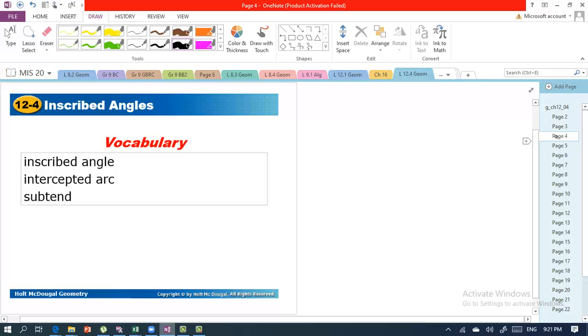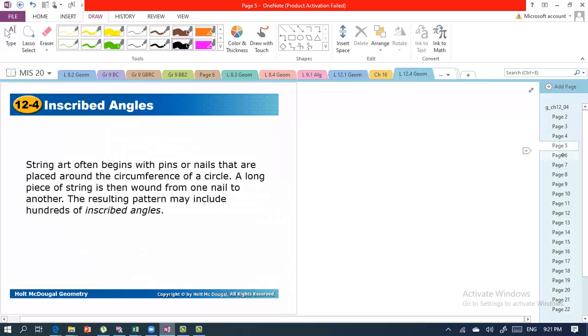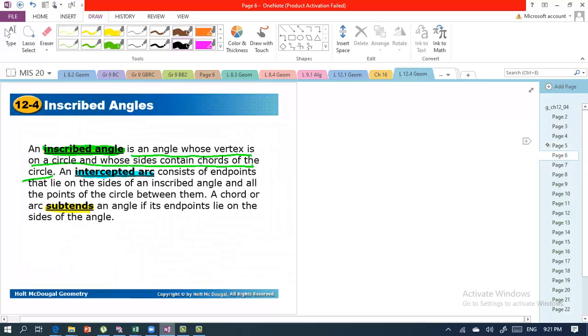Our vocabulary: inscribed angle, intercepted arc, or subtended arc. We're going to know these meanings definitely. Here is the detail, the definitions.